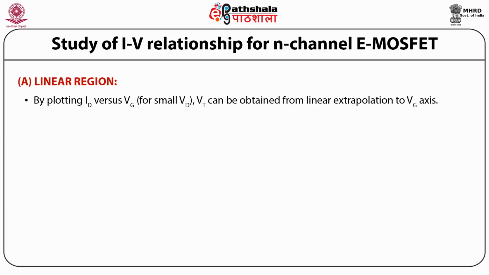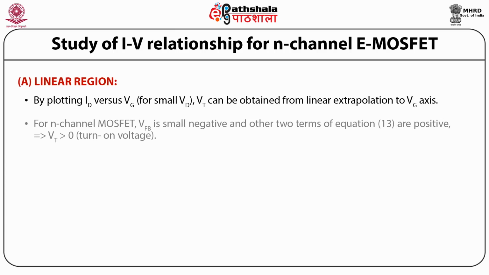extrapolation to the Vg axis. So for an n-channel MOSFET, Vfb is small negative and the other two terms of the above equation are positive. This implies Vt is greater than 0, that is the turn on voltage. So equation 12 implies that Id is proportional to Vd for small Vd.